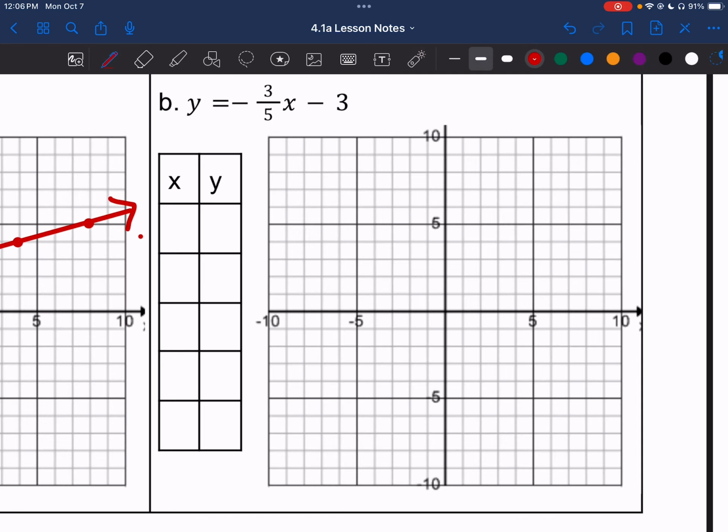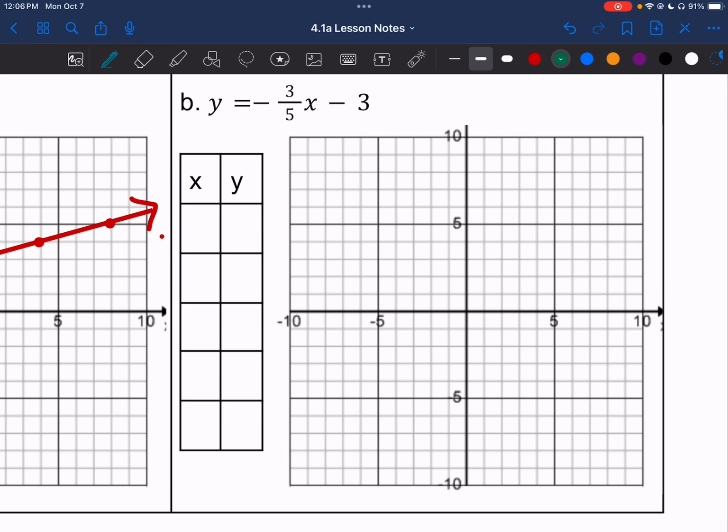All right, so let's look at letter B. Letter B, we have negative 3/5 x minus 3. So I'm going to use multiples of 5 in order to make my work easier. So I have negative 10, negative 5, 0, 5, and 10. And when I substitute in negative 10 times negative 3/5 minus 3, it's going to give me 3. We're going to get 0 when we multiply by negative 5, because that'll be 3 minus 3, which will be 0. 0 will give us negative 3. 5 times negative 3/5 is going to be negative 3 minus 3, which will be negative 6. 10 times negative 3/5 minus 3 is going to give us negative 9.